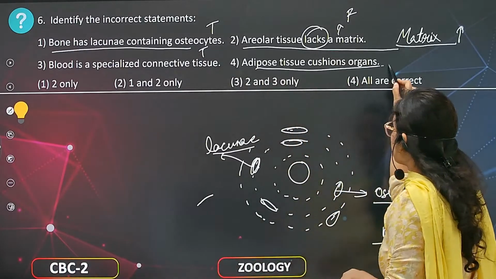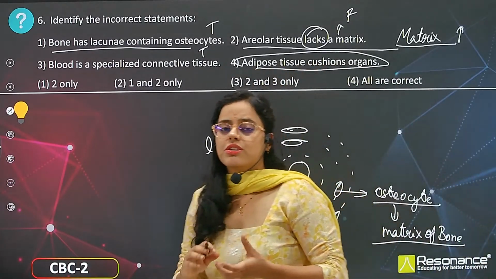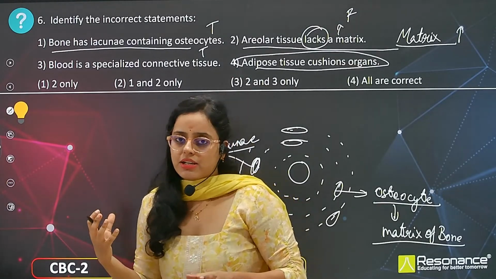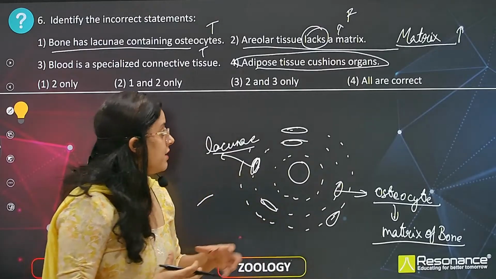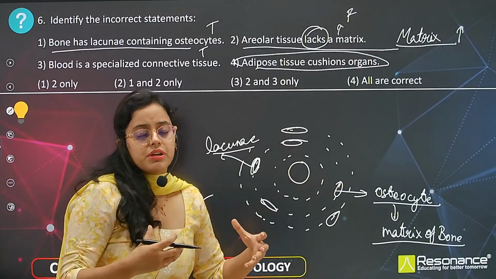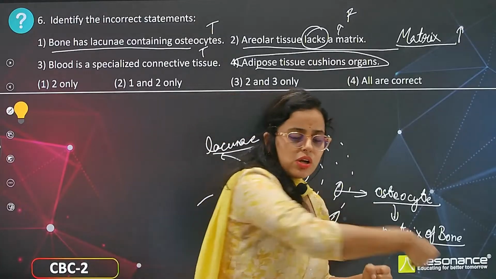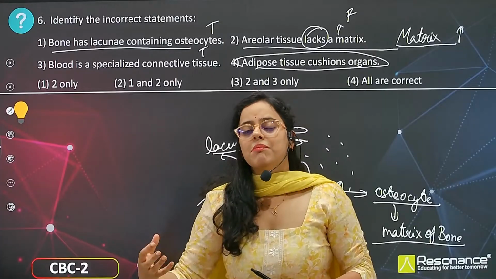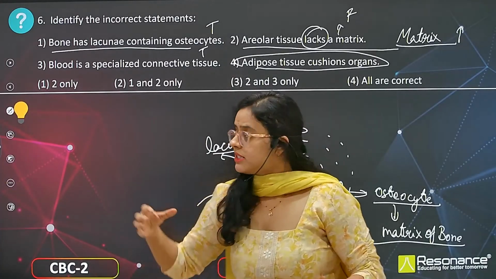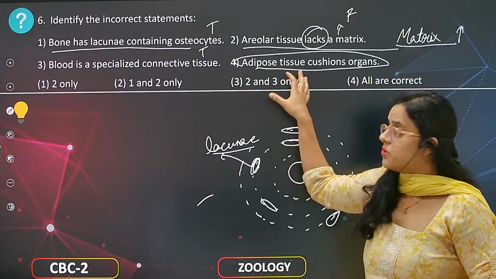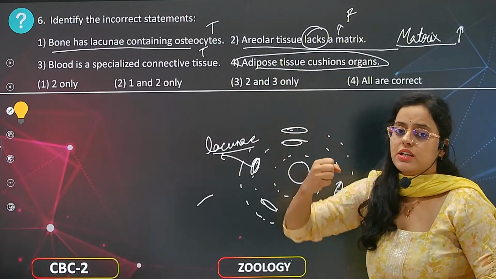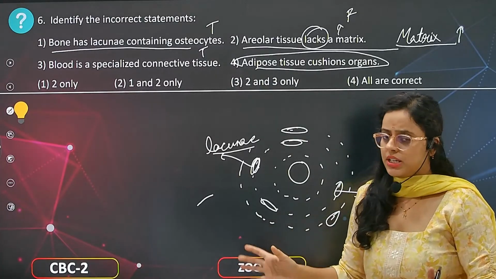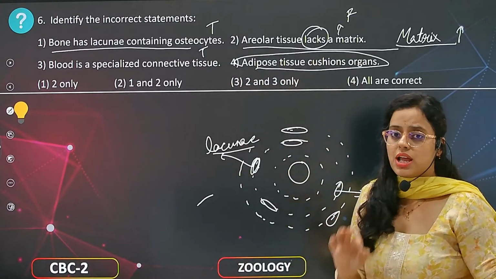Adipose tissue cushions organs. Adipose tissue is generally protecting the sensitive organs. It is protecting the eyeball, the spinal cord, the brain, and many sensitive organs. It is providing a cushion. So what does a cushion do? If you punch a cushion, all the stress is taken by the cushion. So when some external force is affecting the organ, this adipose tissue takes all the stress and distributes all the force evenly. This is the reason adipose tissue is called a cushion organ.